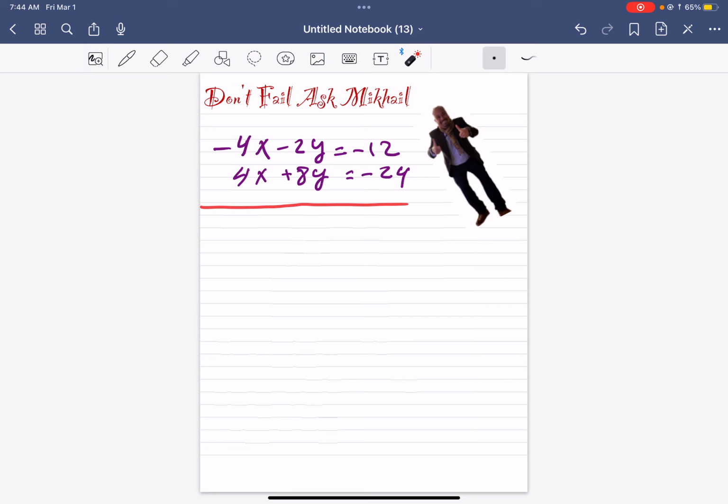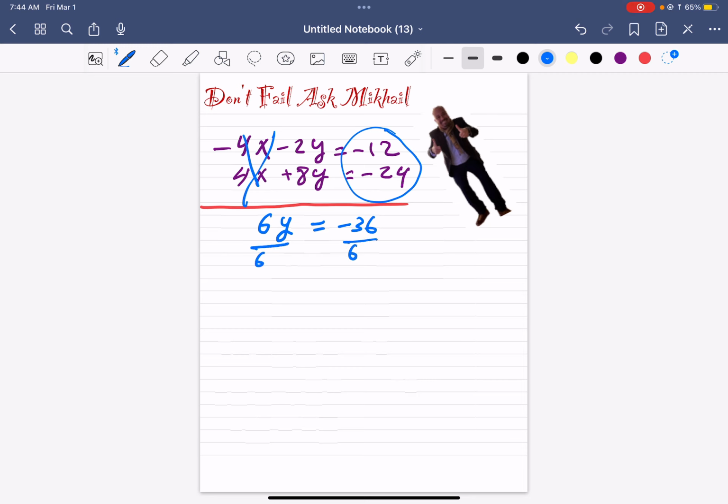This example I have here, I have negative 2, positive 8. Okay, but I have the same number here, opposite sign. So I can add right away. And when I add the equations, negative 4x plus 4x, they cancel out. And I'm left with negative 2y plus 8y, going to give me 6y equal. Add the constants, that's negative 36. Divide both by 6. Then I got y equals negative 6.